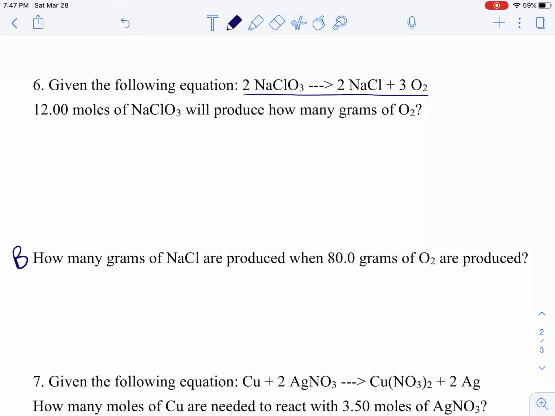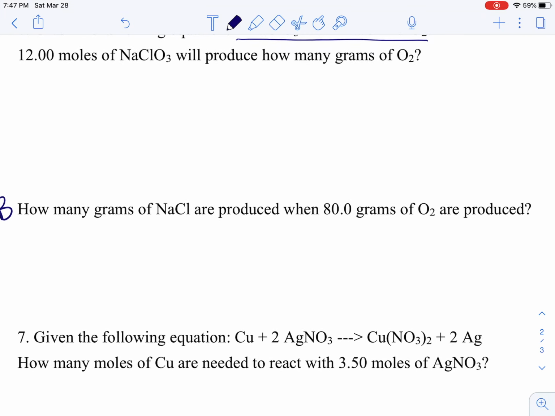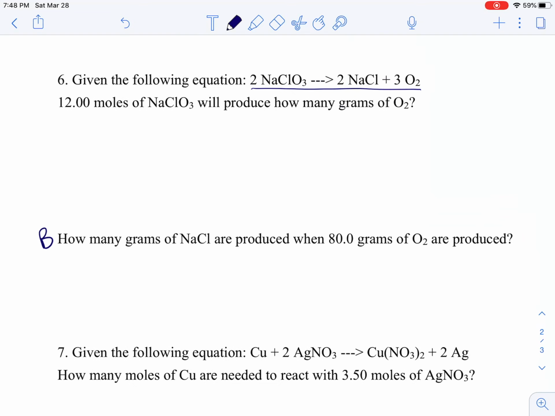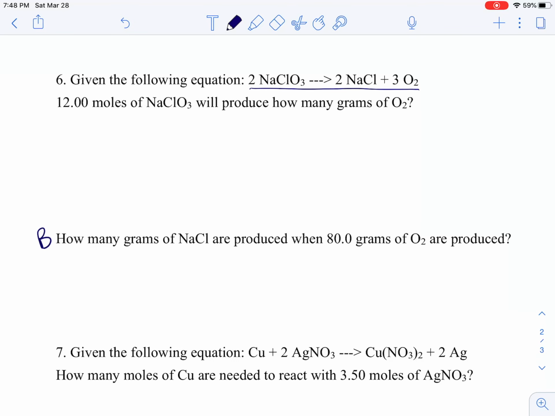So the question that we are going to find the answer for is how many grams of NaCl are produced when 80 grams of O2 are also produced. So notice they are both products. And what that means is we've got excess, even though it doesn't say it, we have excess NaClO3, which is sodium chlorate. To make this a little different, we are going to change how many grams here to how many moles of NaCl are produced if we have 80 grams of oxygen produced.